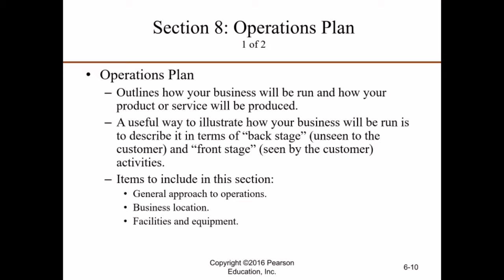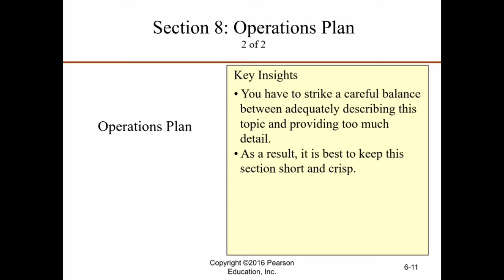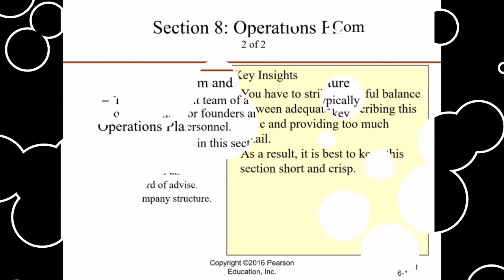Next section is operation plan. Here, first outline how the business will be run and how your product or service will be produced. A useful way to illustrate how your business will be run is to describe its backstage activities, unseen by the customer, and its frontstage activities, seen by the customer. Items here are general approach to operation, business location, facilities and equipment. The key here: you have to strike a careful balance between adequately describing this topic and providing too much detail. As a result, it is best to keep this section short and crisp.